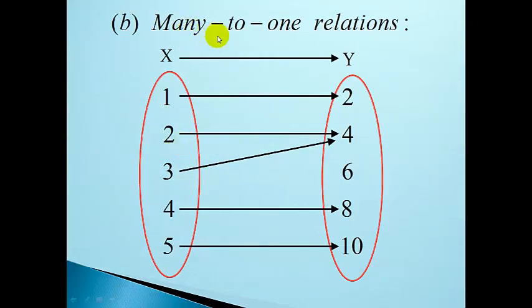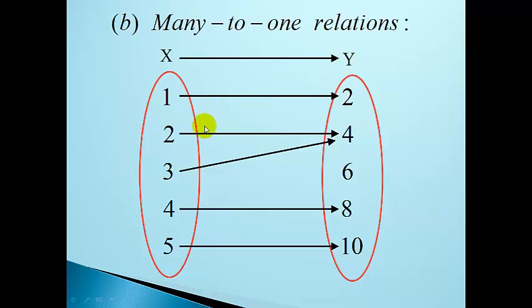Now we have the many-to-one relation. The elements of the set X are 1, 2, 3, 4, 5. And the elements of the set Y are 2, 4, 6, 8, 10. Now there is a relation between the elements of X and the elements of Y.